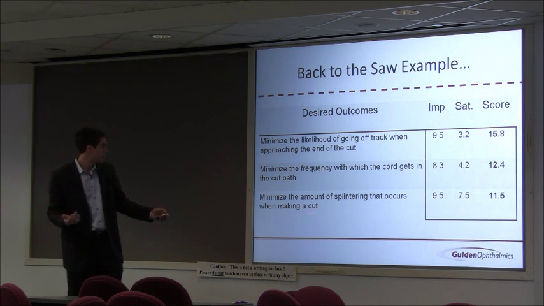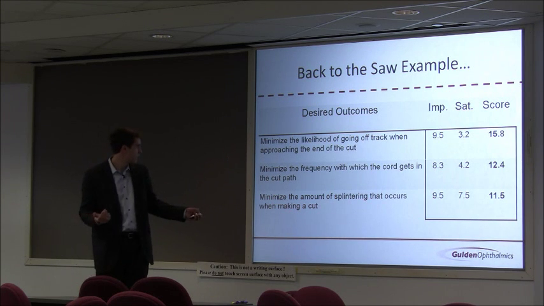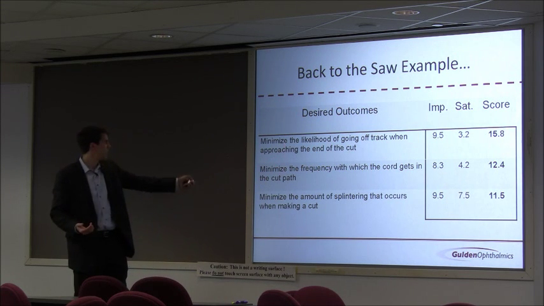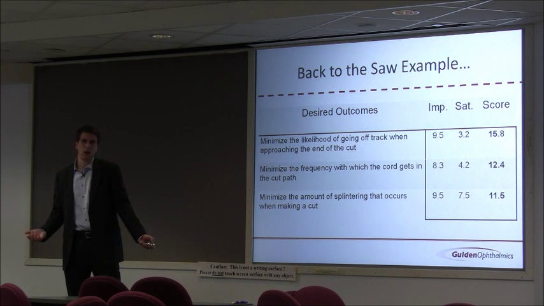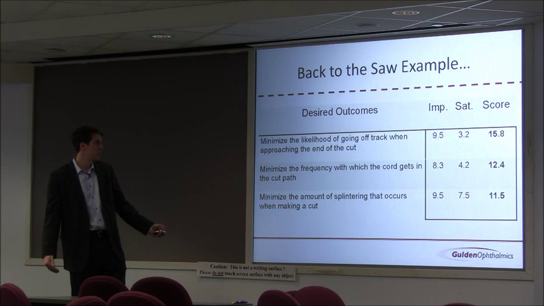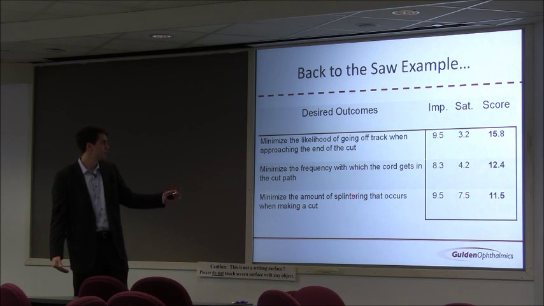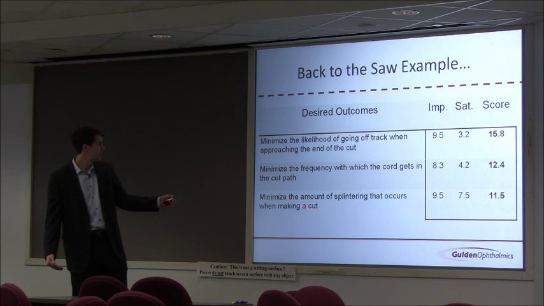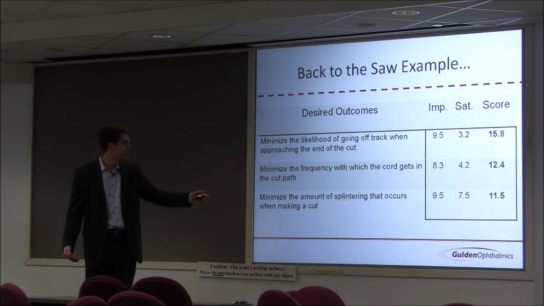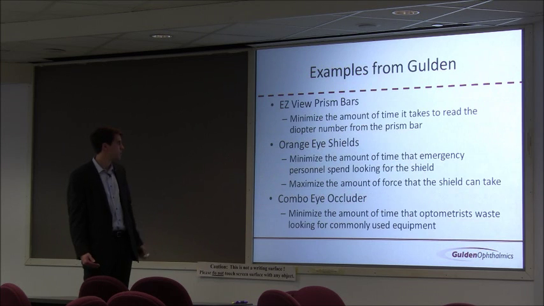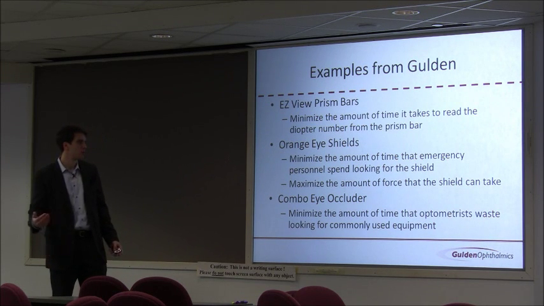So say you have to choose, like for example, minimize the amount of splintering that occurs when making a cut. If you don't do this whole opportunity score thing, both of these outcomes seem equally important to you. And if you don't ask people that are going to actually be using your device, they might as well be equal to you because you have no way of differentiating what's important and what isn't. But if you use this really simple algorithm, you can figure out, hey, it's really important that my device do this, and maybe it's less important, maybe it's still important if it does this, but it's not critical. So it's a really good way of coming up with what's important when you're brainstorming.